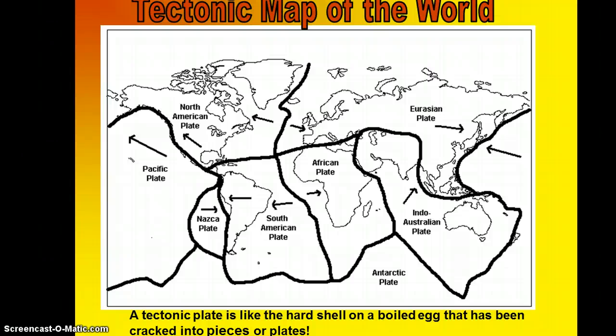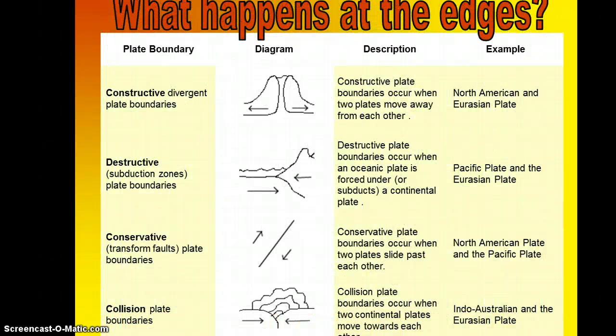Here's a map of the tectonic plates. You can see that some push together, some pull apart, some run alongside each other. So this is like the hard shell on the boiled egg that has been cracked into pieces or plates. There are 4 types of plate boundary that you need to know about.